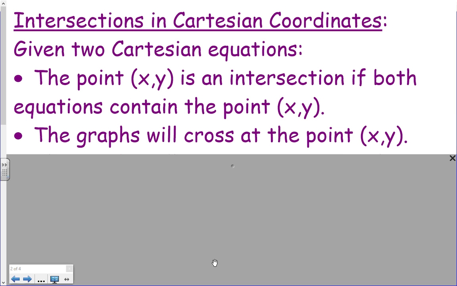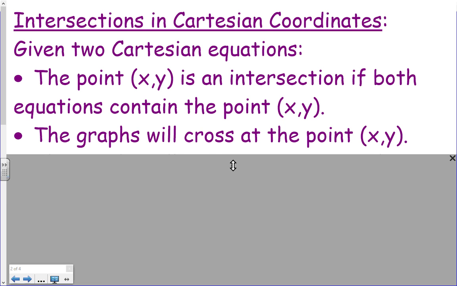The second thing that should be obvious to us when we look at these graphically is that the graphs of these two Cartesian equations will actually cross, or at least touch each other, at this point (x, y). When you look at the graphs, you're going to actually see an intersection because you can see they cross or touch each other at that particular point.